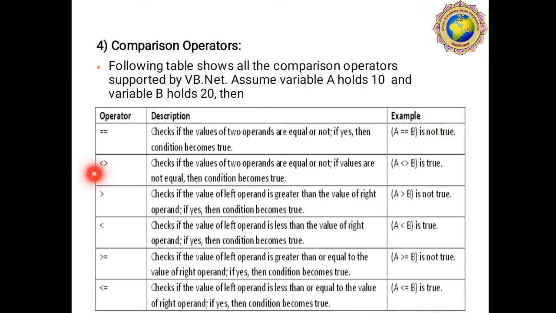Then less than greater than, the not equal operator. It checks whether the values of two operands are equal or not. If the values are not equal, then the condition becomes true. So less than greater than performs a not-equal check. Here 10 and 20, so 10 is not 20.